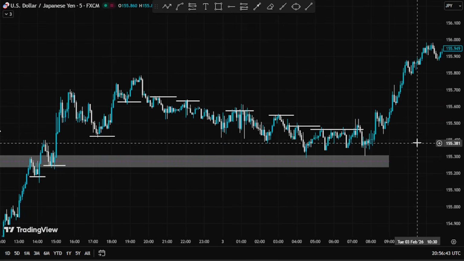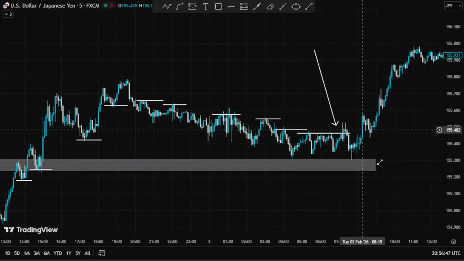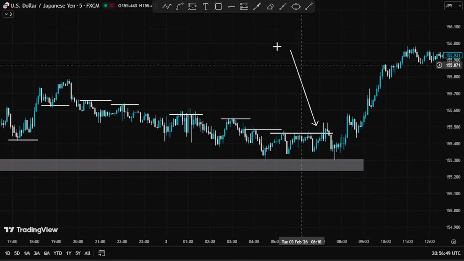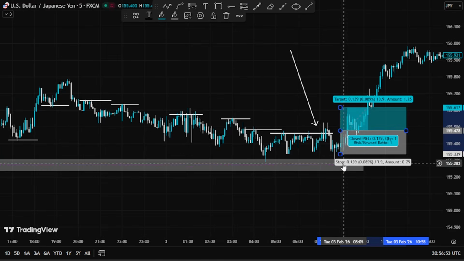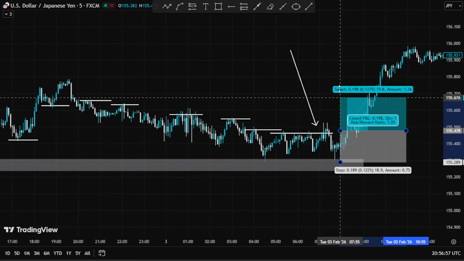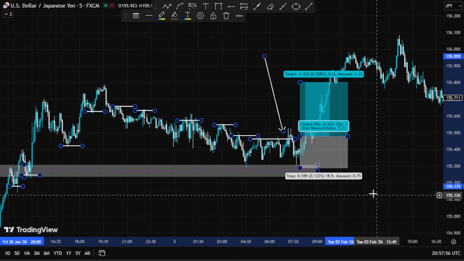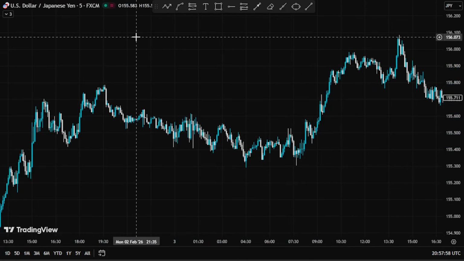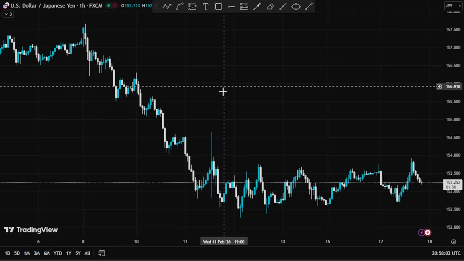Now in the last video, I'm going to show you how to take your entry. So you can see that just after this, just at this point, there's something that occurs that enables us to take our entries here with stop loss below this level. We target the highs. So I'm going to show you a last example. That is what is occurring this week on this pair.